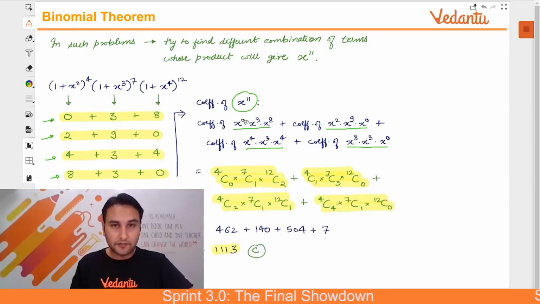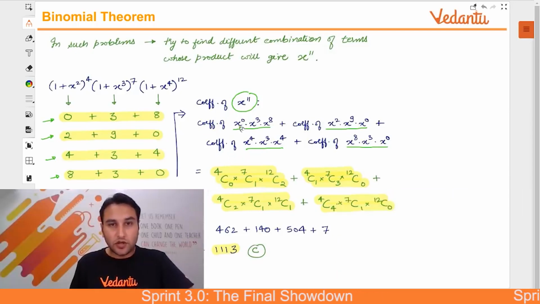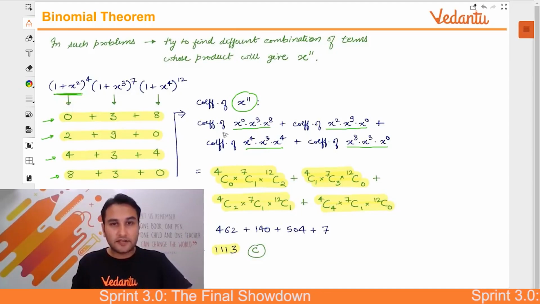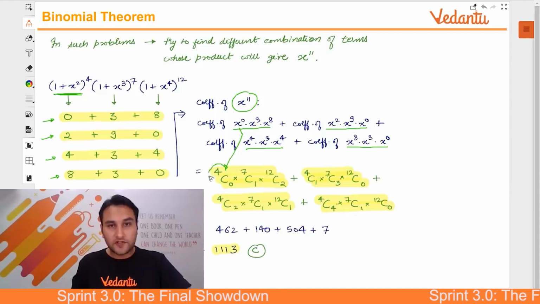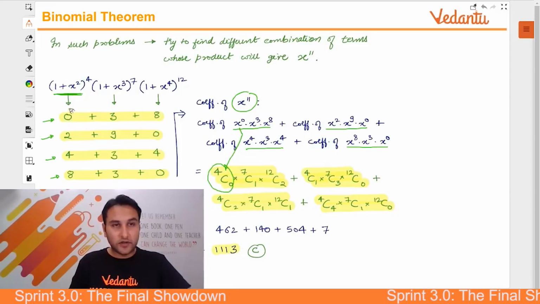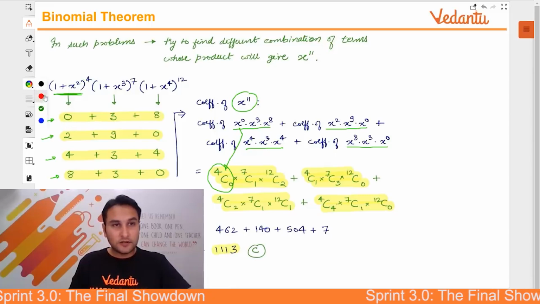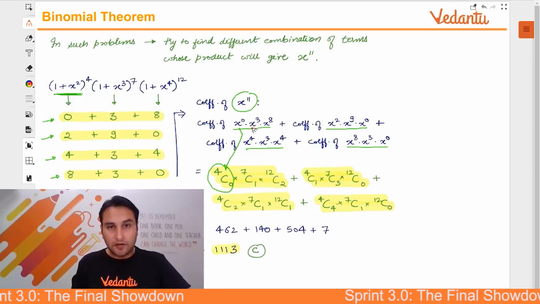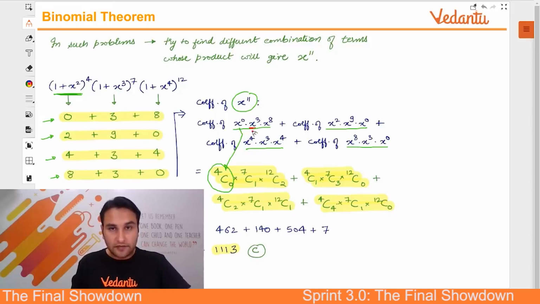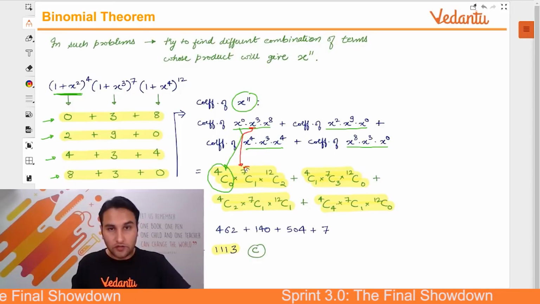Look carefully. x to the power 0. When will x to the power 0 come from here? From here x to the power 0 will come. I'll try to help you write one term. When you get 4c0, 4c0 will give you x to the power 0. Similarly, what will give you x to the power 3 in the second term? 7c1. Can you visualize this?